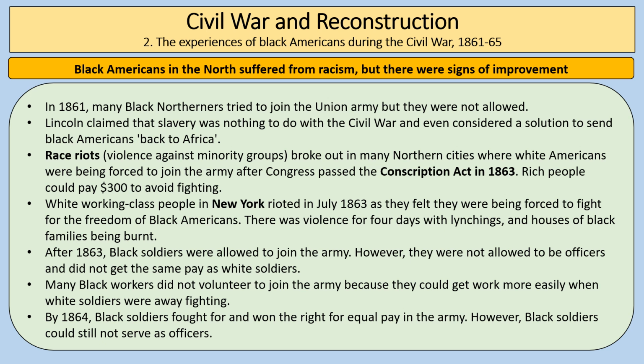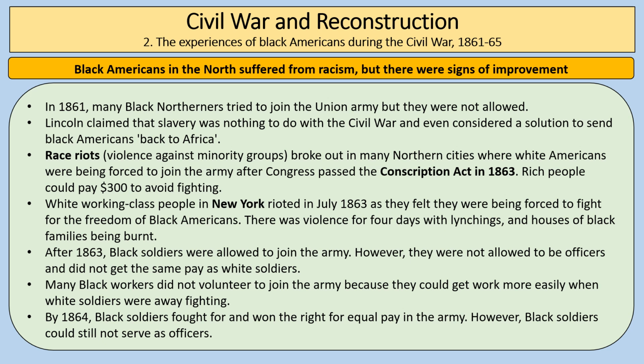Now, race riots broke out in many northern cities where white Americans were being forced to join the army after Congress had passed the Conscription Act in 1863. Rich people could pay $300 to avoid fighting. White working class people in New York rioted in July 1863 because they felt they were being forced to fight for the freedom of black Americans. There was violence for 4 days with lynchings and houses of black families being burnt.